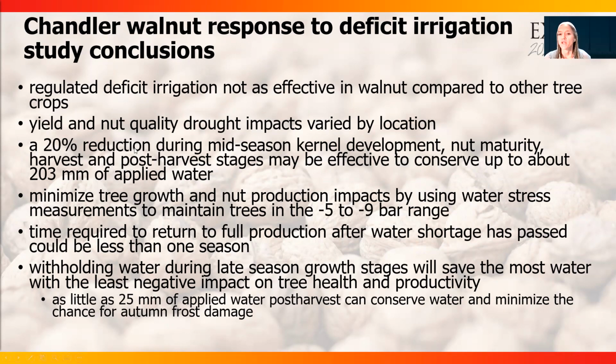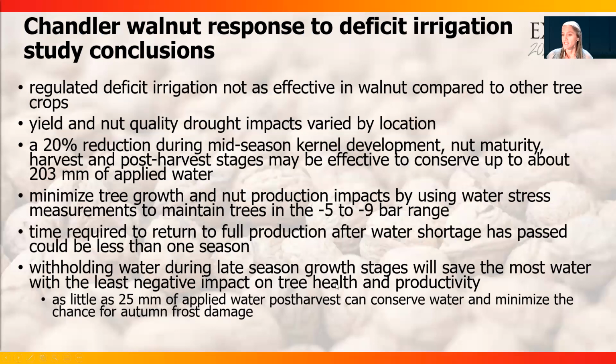The study observed a 20% reduction during mid-season kernel development, nut maturity, harvest, and post-harvest stages, but this may be effective to conserve up to about 203 millimeters of applied water. You can minimize tree growth and nut production impacts by using water stress measurements to maintain trees in that -5 to -9 bar range. The time required to return to full production after water stress has passed could be less than 1 season.